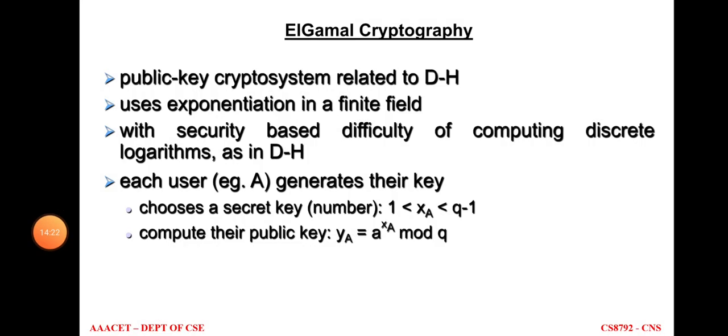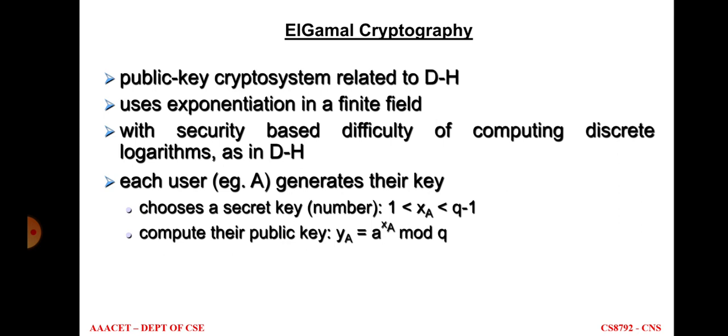It is also a public key crypto system. You all know what public key cryptography is, which is related to Diffie-Hellman key exchange, and it uses the concept of exponentiation, with security based on the difficulty of computing logarithms, as in D-H, that is Diffie-Hellman. And here also in Elgamal cryptography they have to choose the secret key, a number between 1 and q minus 1. In Diffie-Hellman they have to choose a number less than q. For example, the value xa, but it should be less than q.